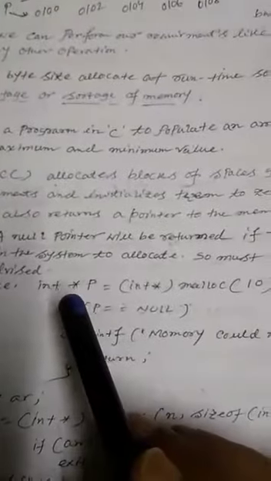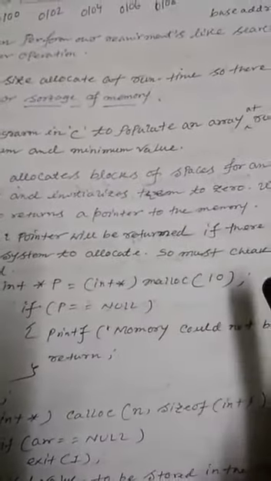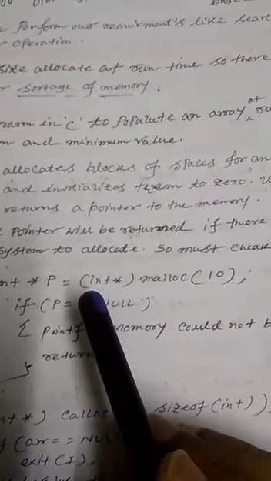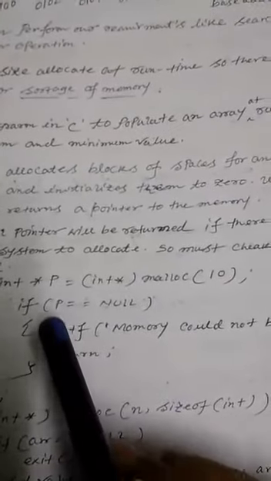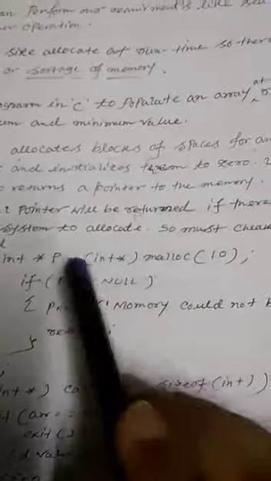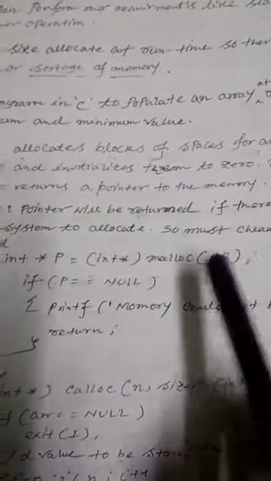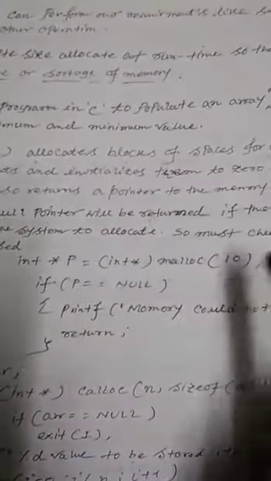Like this, int *p = (int *)malloc(10). We know that this malloc function will return a block of memory, and that will be assigned to p. Now if p == NULL, then printf the memory could not be allocated. So if there is not enough space, then the malloc function will not be able to create a block of memory, and that we have checked here. This is always advised before we deal with these allocated spaces.